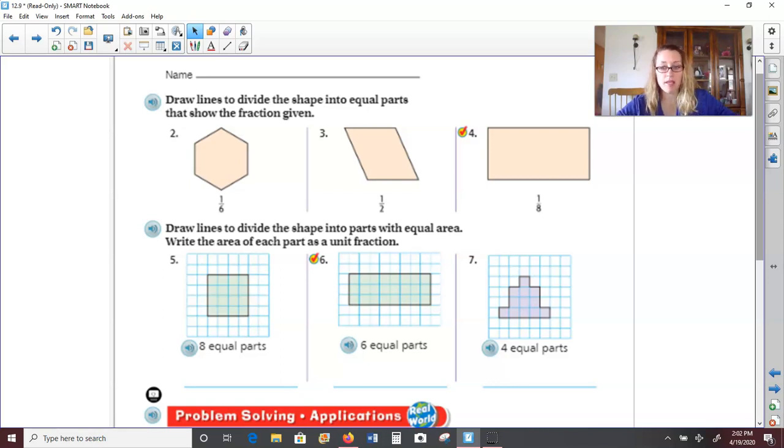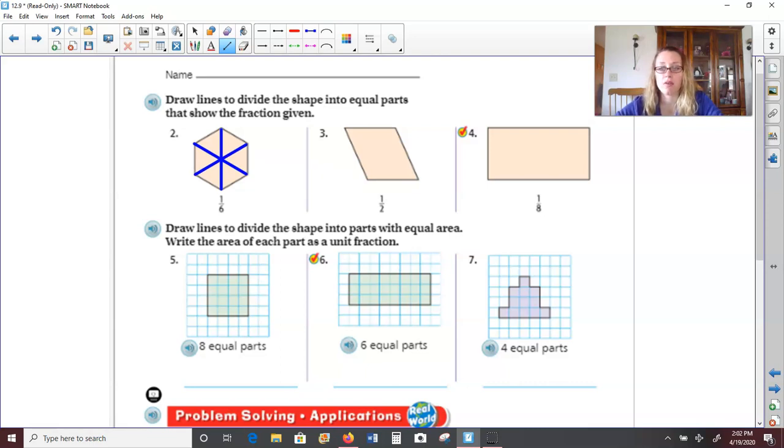Over here on the next page, we need to draw lines to divide the shape into equal parts that show the fraction given. So they give us a hexagon here, and they want us to split the hexagon into 6 pieces because the denominator on the fraction is 6. So in order to do that, I'm going to first draw a vertical line straight down, and then if I go straight across horizontally, that's only going to give me 4 parts. So I then need to do 2 diagonal lines from vertice to vertice, corner to corner.